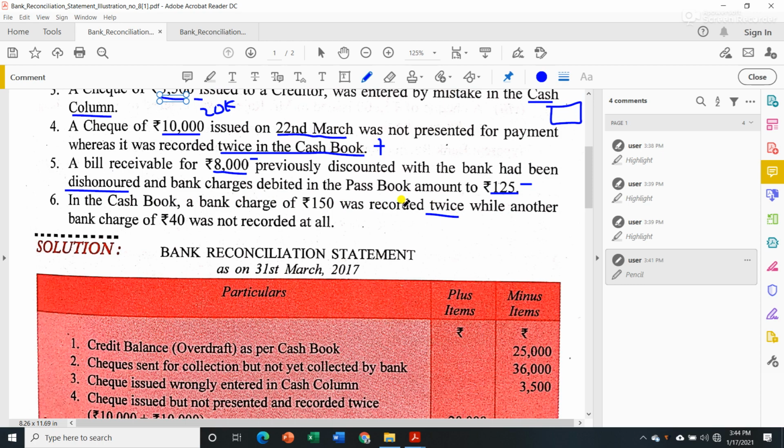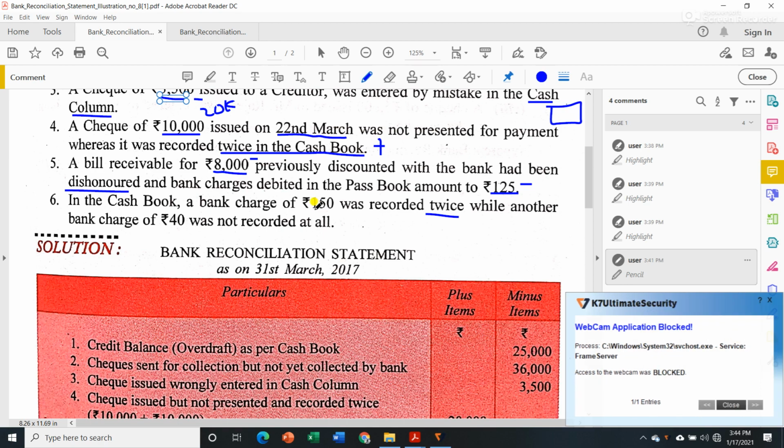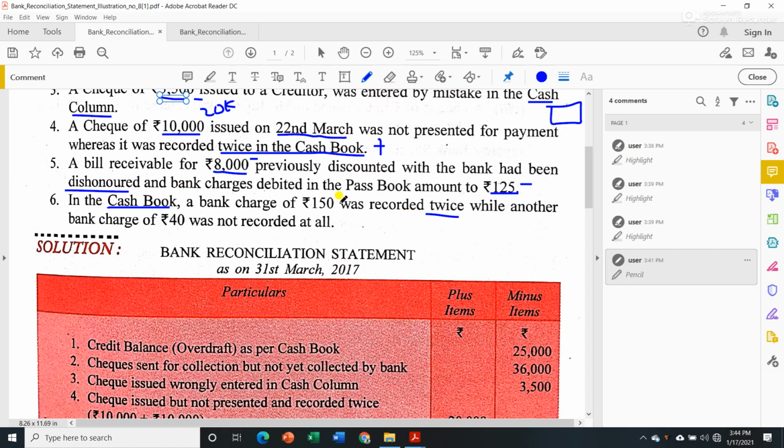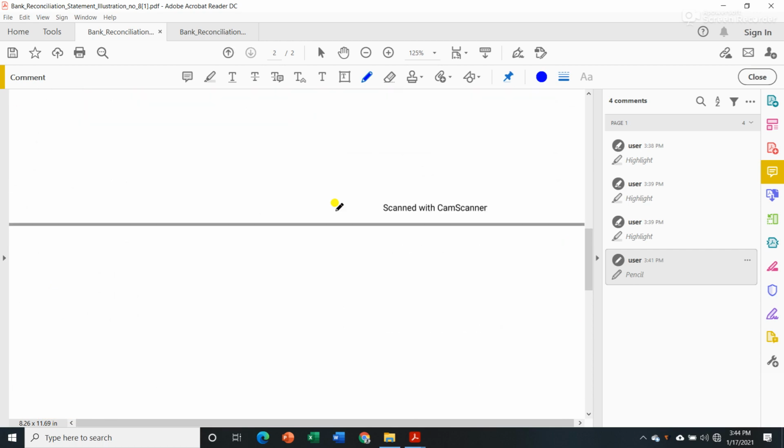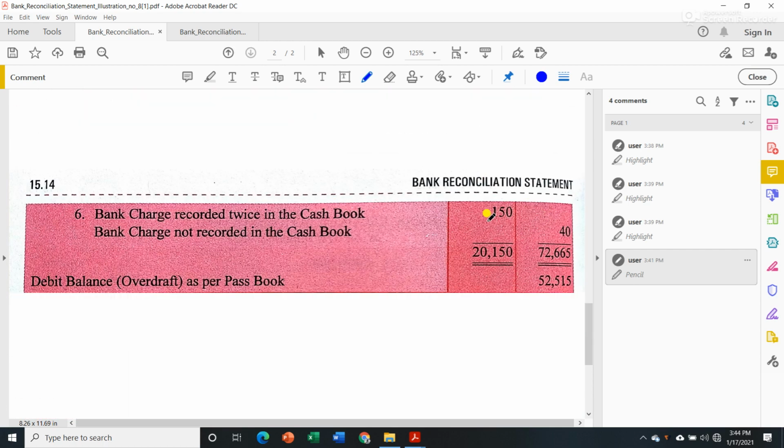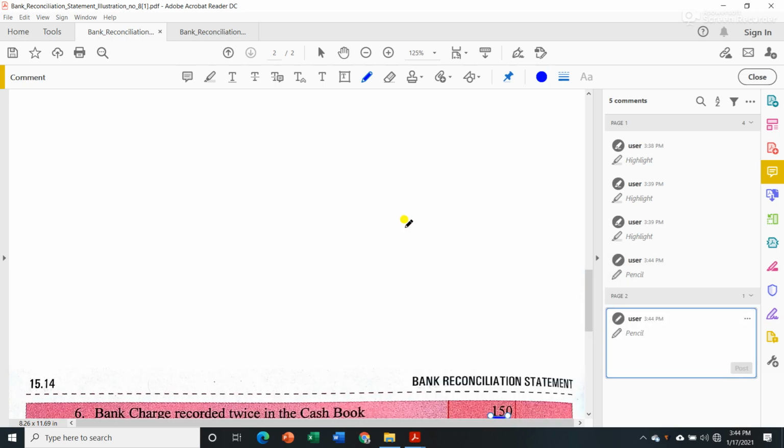Now first let us see what is meant by this. The bank took a charge of 150 from our account, but in the cash book by mistake we wrote it twice. That means 150 extra amount was recorded in the cash book as bank charge. So what we will do is simply add this 150 in our cash book. So 150 we wrote in the plus column.